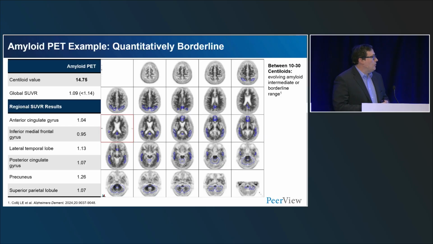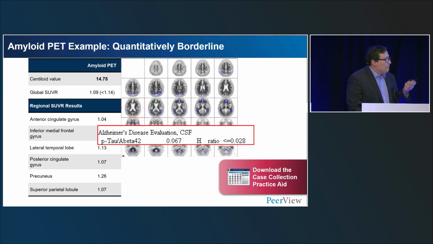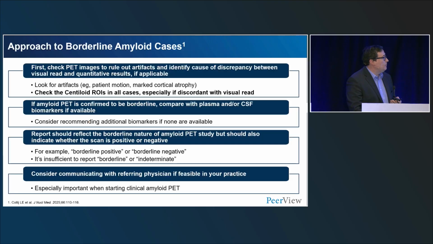And the centiloid value comes back at 15. So, I think the question is, how do you report that? And how do you deal with that? So this person had a CSF and actually were positive. So this fits with our visual and our quantitative interpretation that there is abnormal amyloid, but it's at a low level.